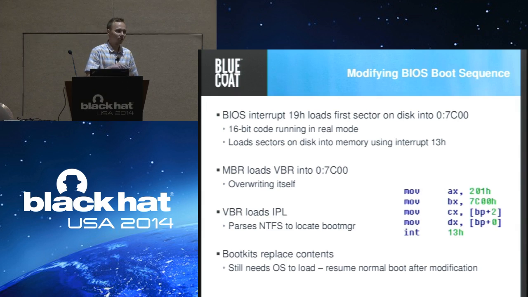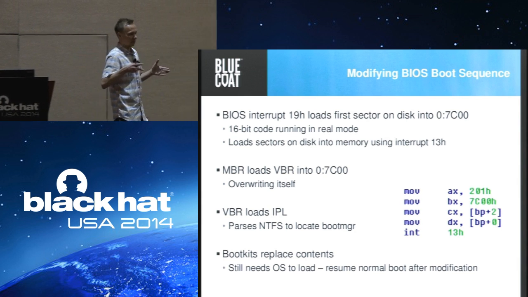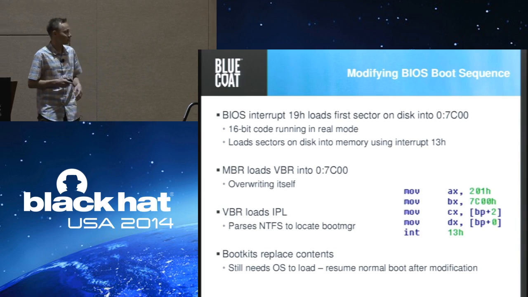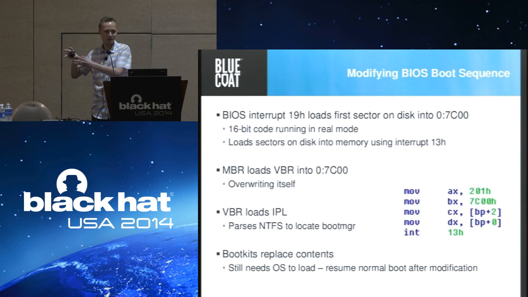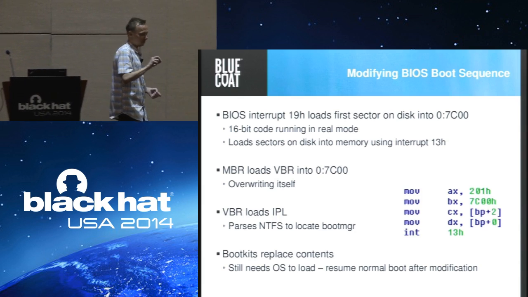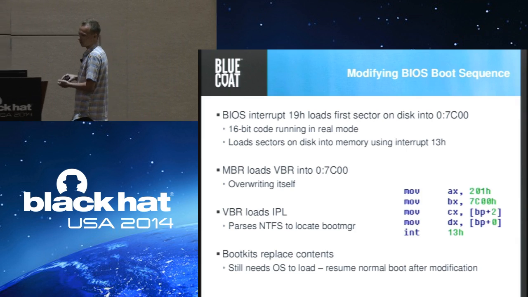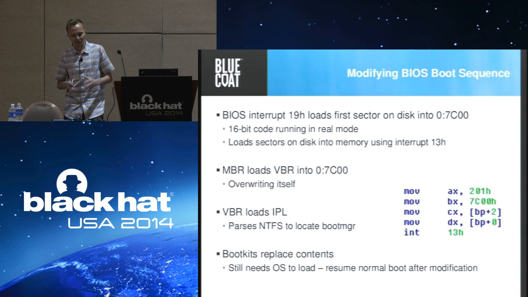So the MBR seeks to load the next stage, which is the volume boot record. And it actually seeks to load it into the same address where it's currently residing. That means it has to overwrite itself, which is, I don't know, funny design, but maybe it made sense in the 70s or something. This means that in order to do this, it has to copy itself to a different memory location and then load the VBR back into where it used to reside. Then it passes control to the volume boot record, which loads an additional 15 sectors of code, which I refer to as the initial program loader, which will parse the file system to locate a specific special executable called boot manager.